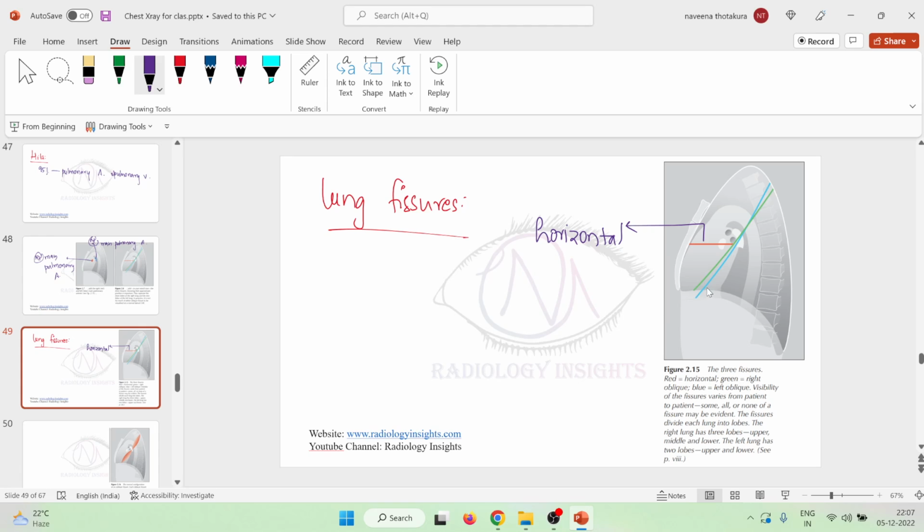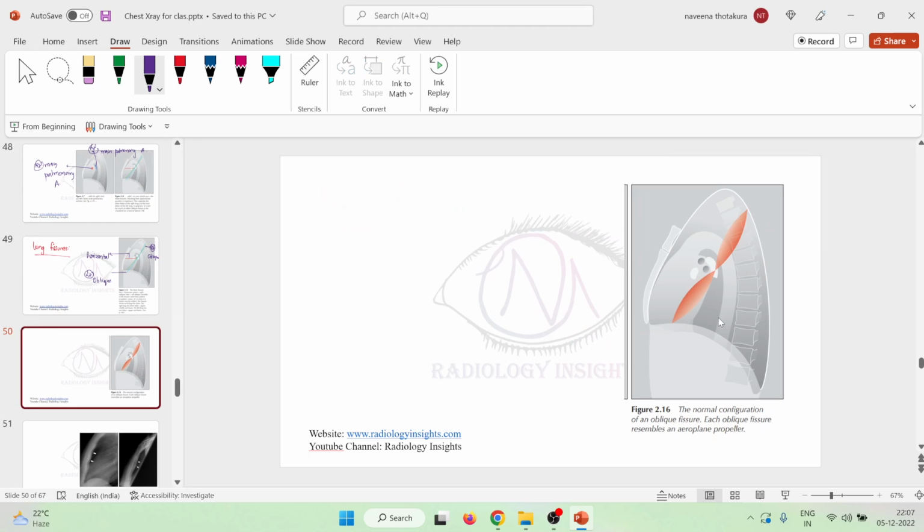Here, this green one is the right oblique fissure, whereas this blue one is the left oblique fissure. So these fissures will divide the lung into the respective lobes. This is the oblique fissure configuration, which resembles an aeroplane propeller.